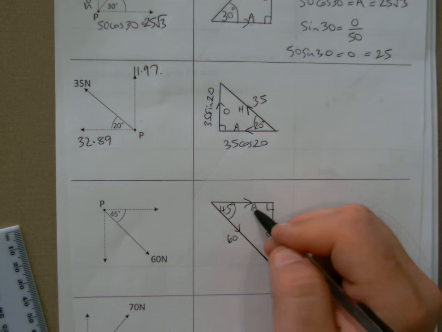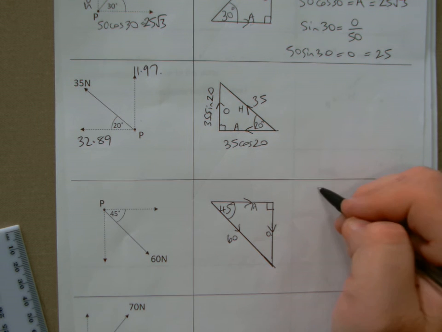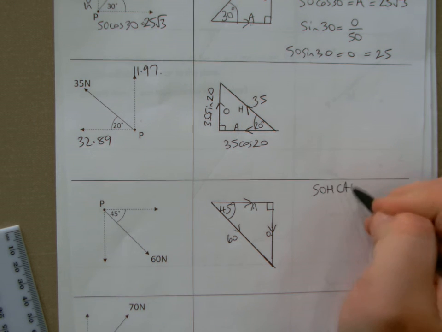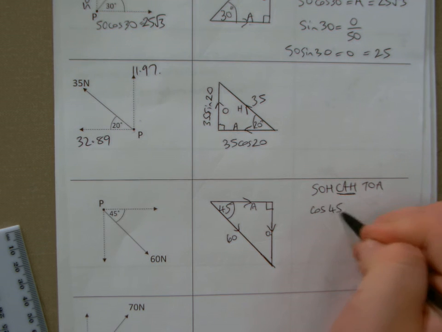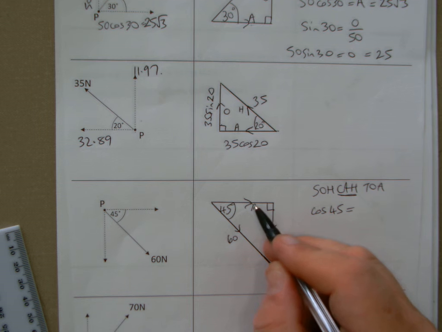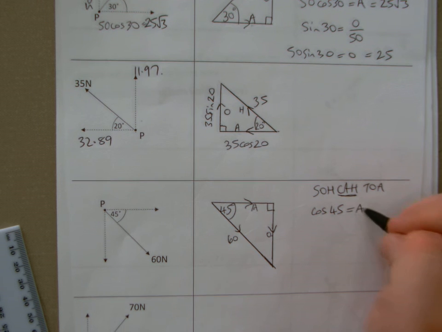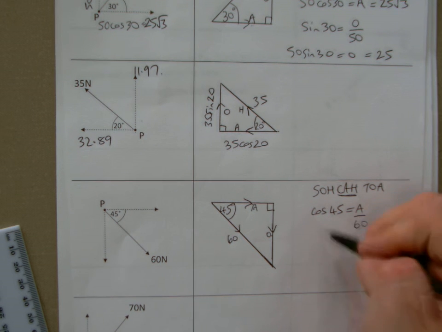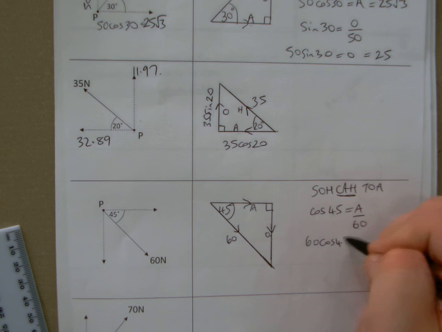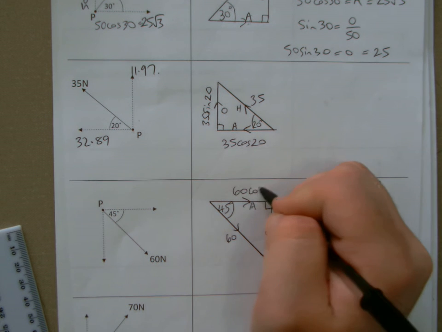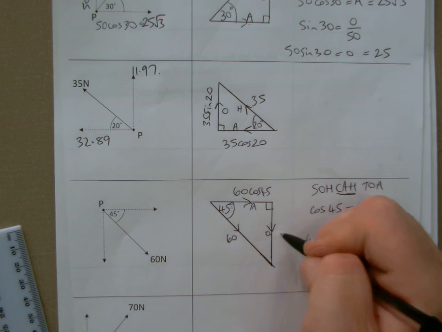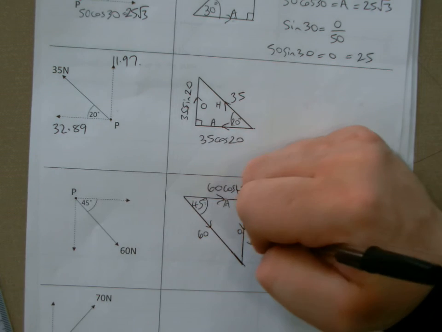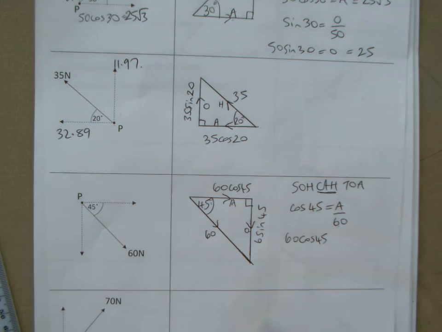With the adjacent, you always use cos, don't you? Because of the setup of SOHCAHTOA. So cos 45 would equal the adjacent over the hypotenuse. Take the 60 up. So you get 60 cos 45 along that side. Always cos with the angle. You just need to remember that. Opposite the angle is always sine. So here it will be 60 sine 45. And you can work out what they are then as decimals.